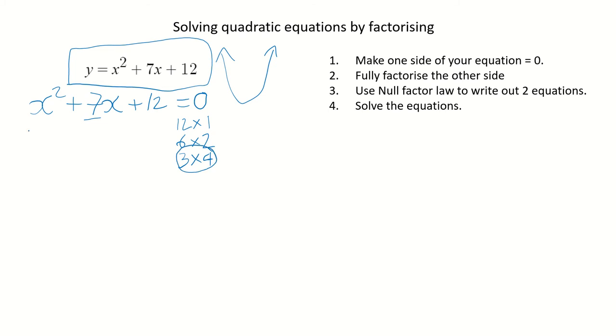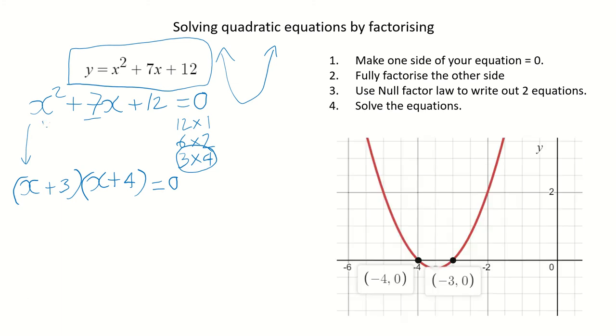So then we can write our equation in double brackets, because we're going to have x plus 3, x plus 4 equals 0. Now we could use FOIL, and we could expand this back out. X times x is x squared. X times 4 is 4x. 3 times x is 3x. And 4x plus 3x is 7x, like required. And 3 times 4 is 12. But I'm not going to do that in pen, I'm just going to show you that it works. So we've now factorized this. So we've done step 2. We've fully factorized the other side.